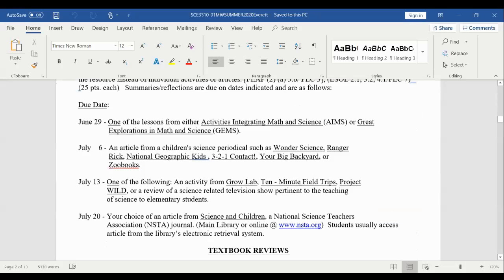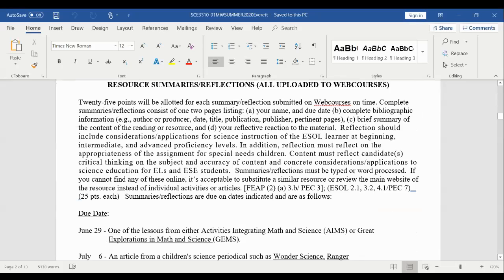Please follow this format. I want your name, the due date, a complete bibliography, bibliographic information, a reference, a brief summary paragraph, a short paragraph that explains what it's about, and then a reflection paragraph that tells me, did you like it? Do you think you're going to use it? And within that reflection paragraph, I want you to talk about ESOL and ESE.